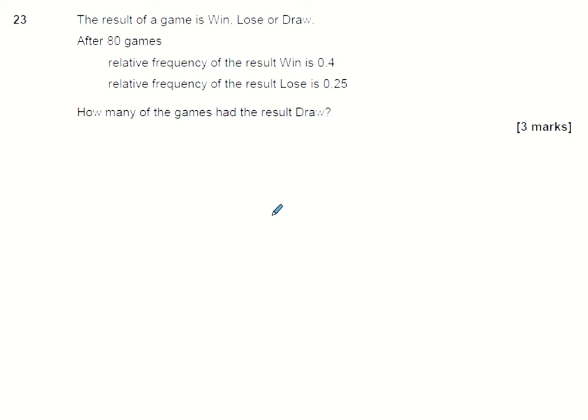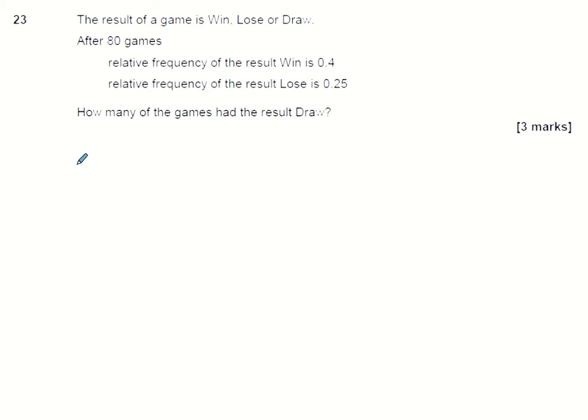Question 23. The result of a game is win, lose or draw. After 80 games, relative frequency of the result win is 0.4, relative frequency of the result lose is 0.25. How many of the games had the result draw? So we're trying to find out, first of all, the relative frequency of getting a draw. You could work out how many of those games were won and how many were lost, and then subtract the answer from 80, but I'm going a separate way.